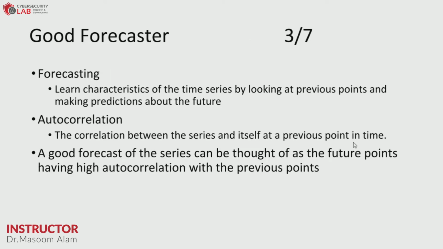So forecasting learns the characteristics of the time series by looking at the previous points and making predictions about the future. And it performs autocorrelation as well, that is, the correlation between the series and itself at a previous point in time. A good forecaster of the series can be thought of as one where a future point has high autocorrelation with the previous points.